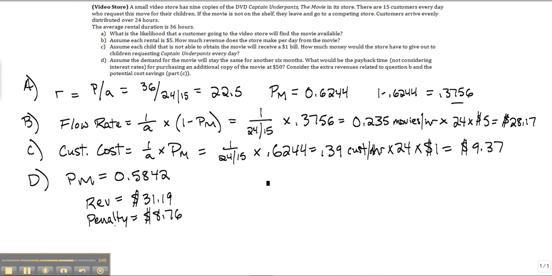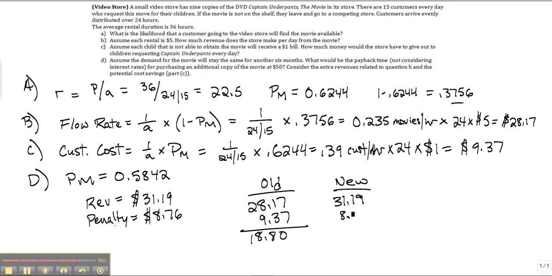Now, originally under the old system, the net revenue was $28.17 less $9.37, so they were taking home $18.80 per day. Now, new with the 10 videos, it's a difference of $31.19 versus a penalty of $8.76. So they're making net revenue of $22.43 a day.